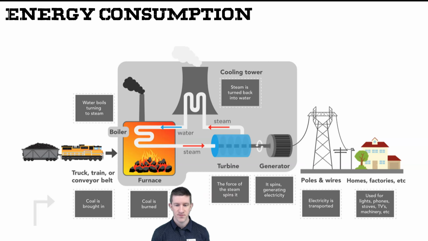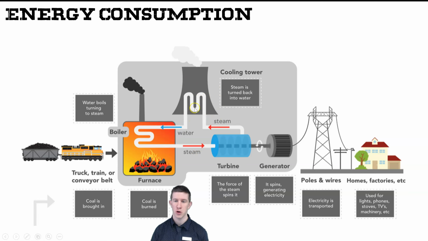We've got our train, the coal is brought in, the coal is burnt, that heats the water which boils and turns to steam. The steam is then directed through the turbine blades, spins the generator, and generates our electricity. We then redirect the steam back through these big cooling towers just to cool it back into water, and then we can pump it back through the furnace again.